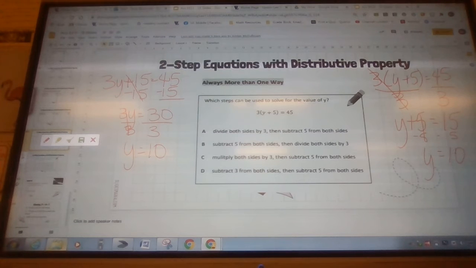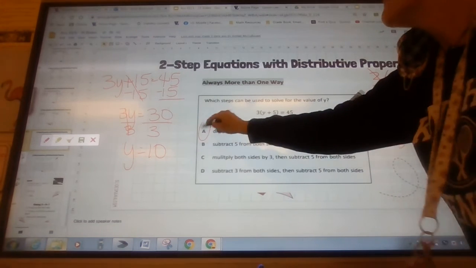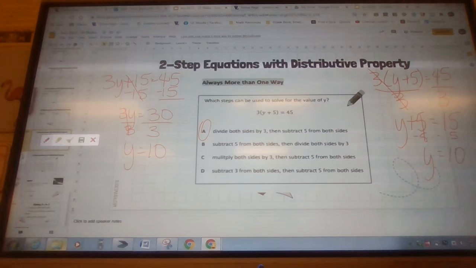Why does that work? What did you even just do there? I just did A. I understand why it works, because when you divide by 3 first, you're going to end up dividing 45 by 3 to begin with, you're going to end up with y plus 5, and then you're supposed to subtract 5 from 15, and then you'll get 10 because of that. Why?